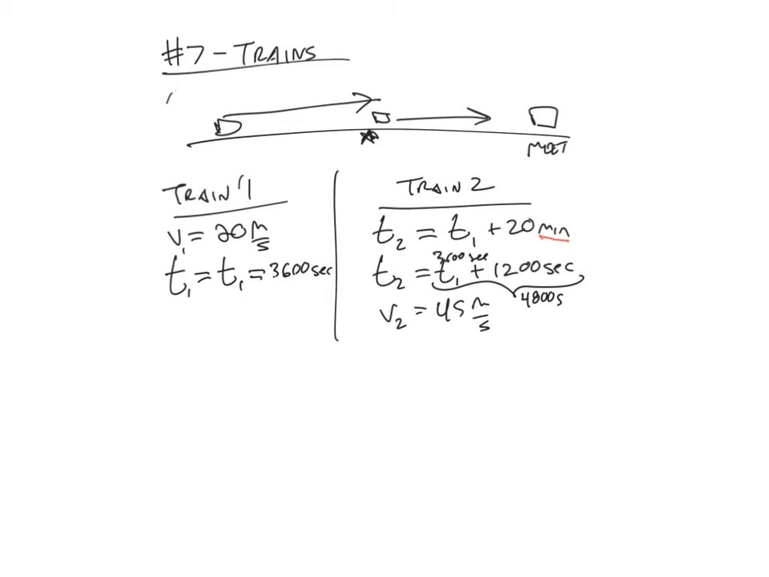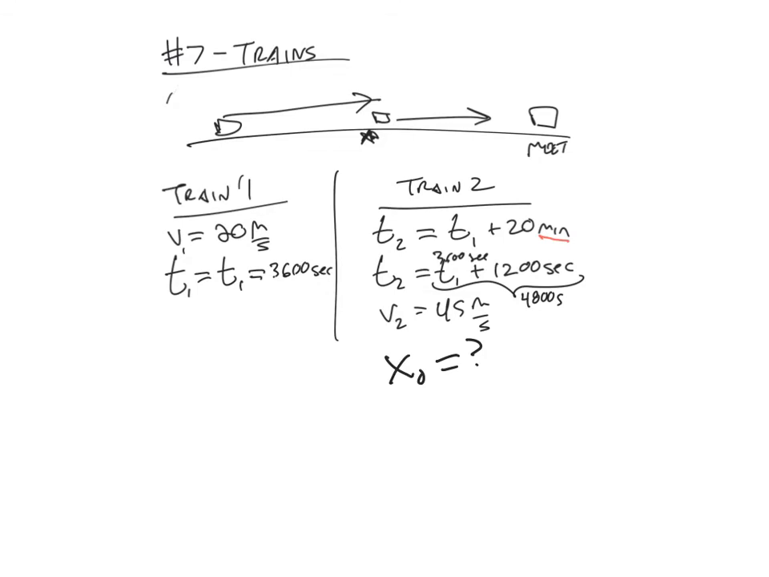Distance? Well, we don't really mention distance so much anymore. Displacement. Displacement is how far it goes. That's its final position minus its original position. Is it the original position? We're trying to find its original position. Where was it when it left? So we're looking for XO for train 2.